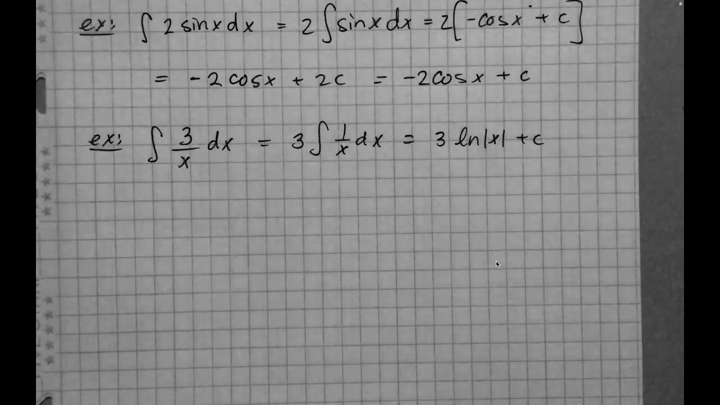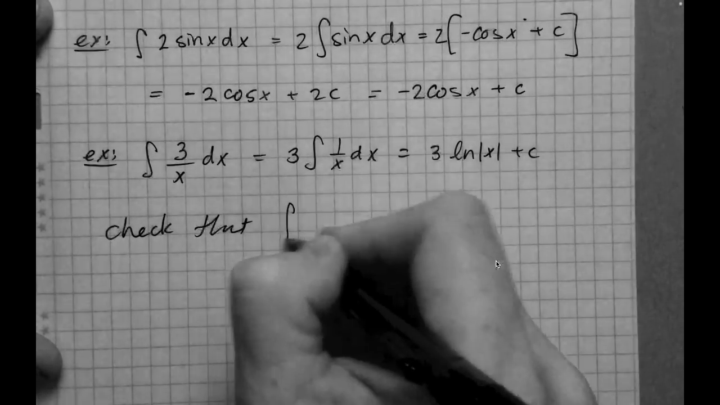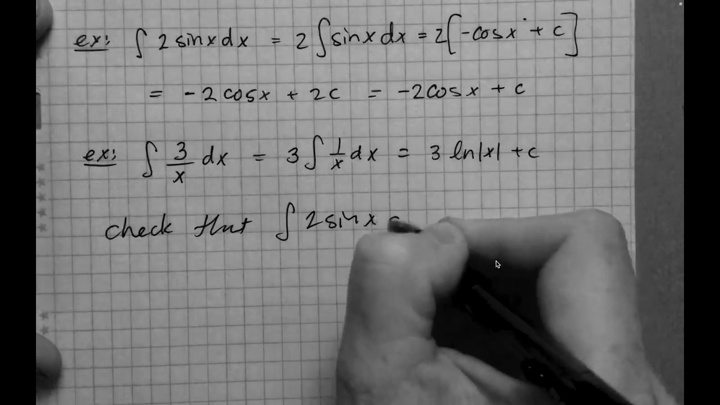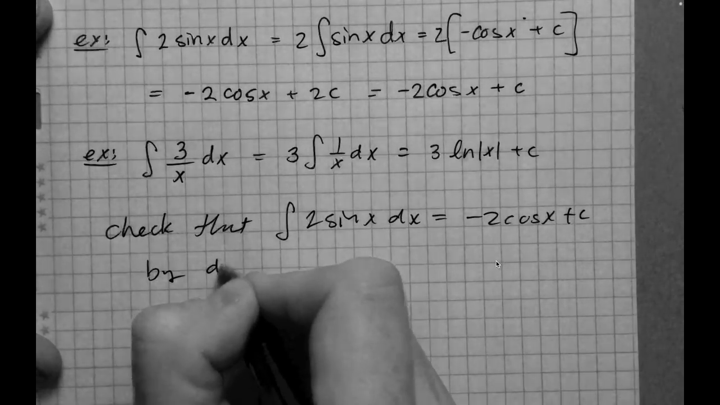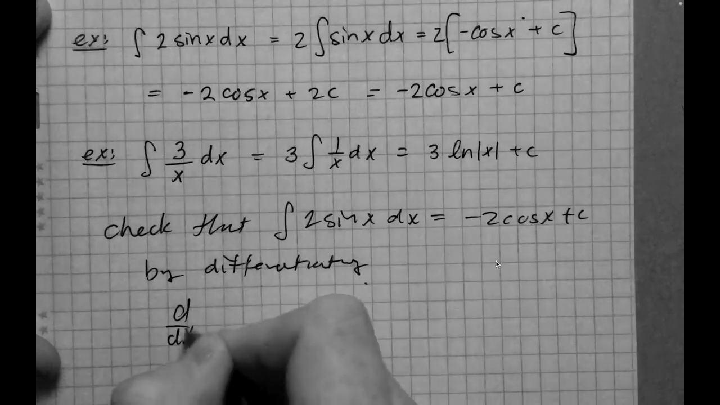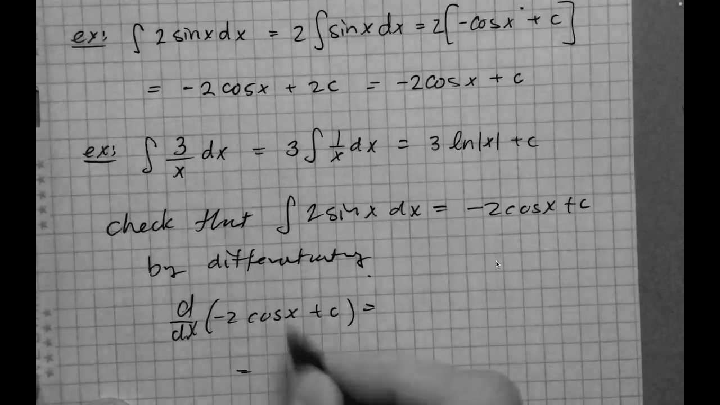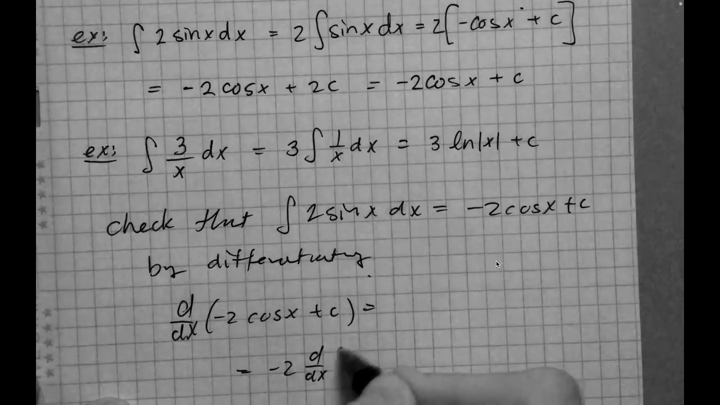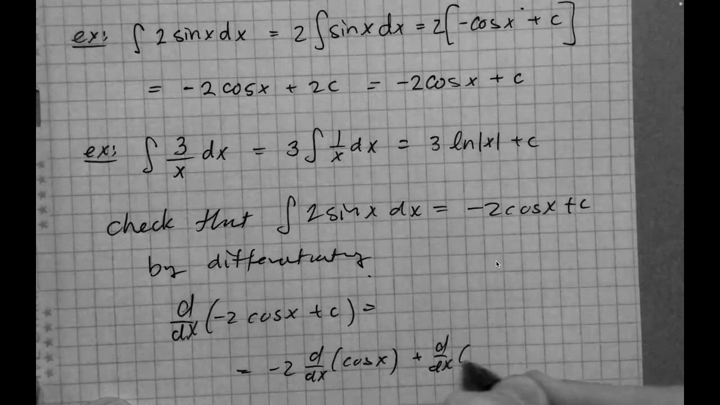So similar here. If you integrate a function, you'll get some other function. You can check it by differentiating it. So you can check that the integral of 2 sine x dx equals negative 2 cos x plus c by differentiating. I could say d dx of negative 2 cos x plus c. I can do that derivative: negative 2 d dx of cos x plus d dx of c.